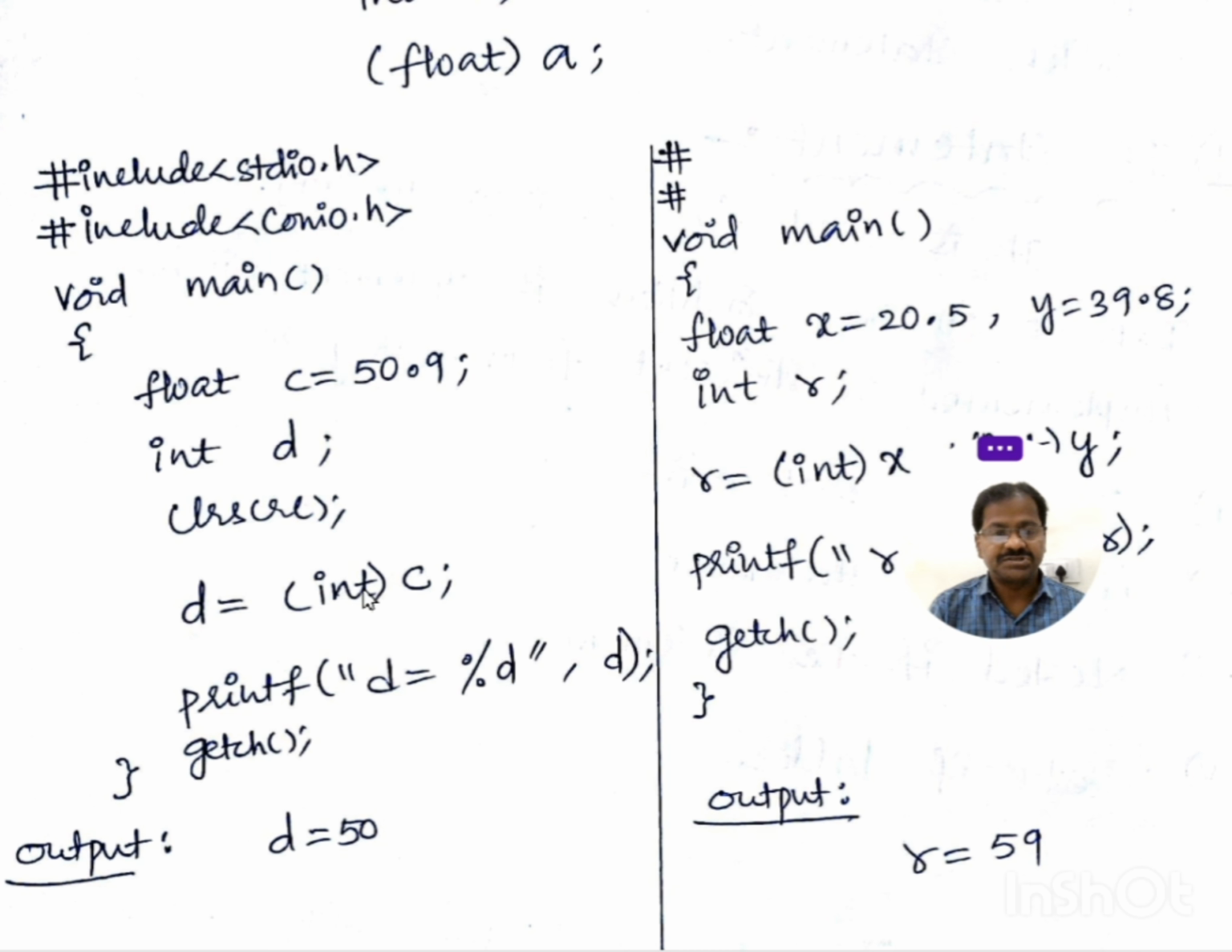Externally the user will give this. What the user gives explicitly, externally, that is the explicit conversion. Second type of conversion, int of c. Actually c is float, but that will be converted into integer. So now 50.9 will become 50 only. That will be converted into d. What is the d type? Int. So 50.9 will be converted into 50. Now I print d, the output is 50.